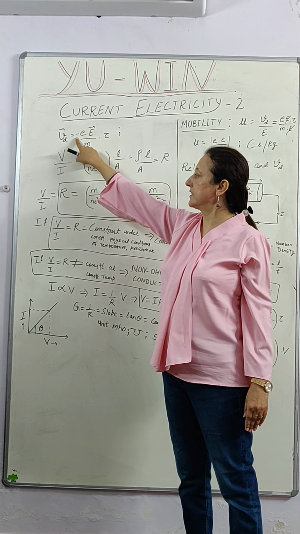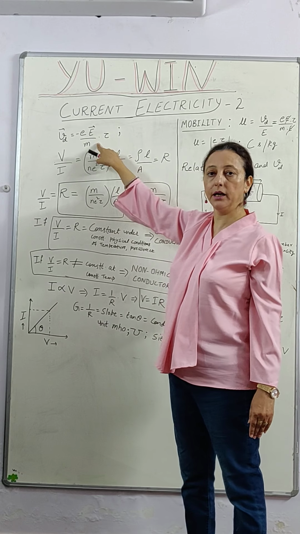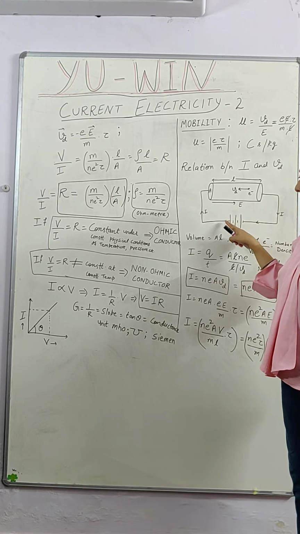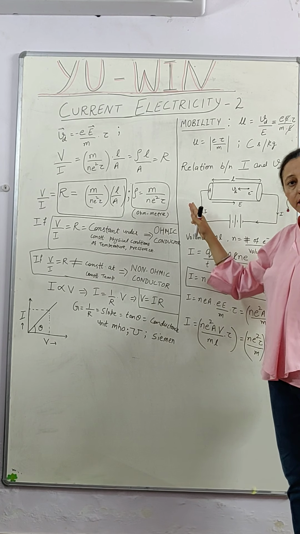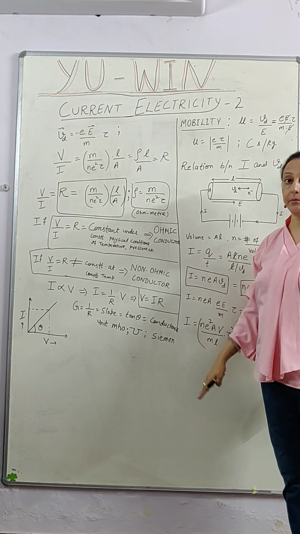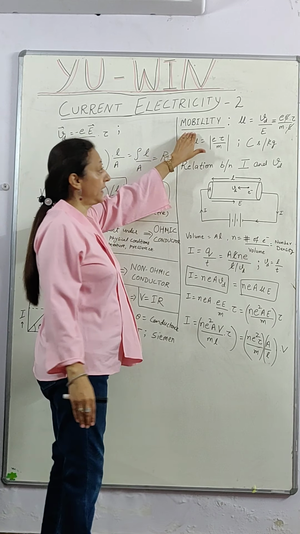The negative sign itself reflects that the direction of the drift speed is opposite to that of the applied electric field. As you can see from this figure, the field will be from the positive terminal towards the negative terminal and electrons will move towards the positive terminal with a speed equal to E by m into tau. Now we come to the next term, that is the mobility.